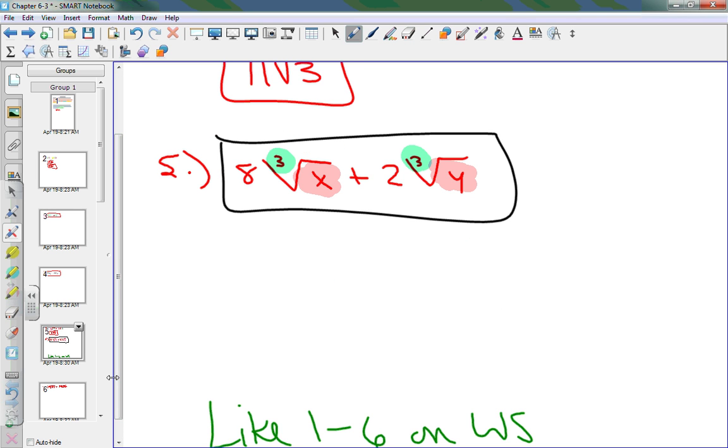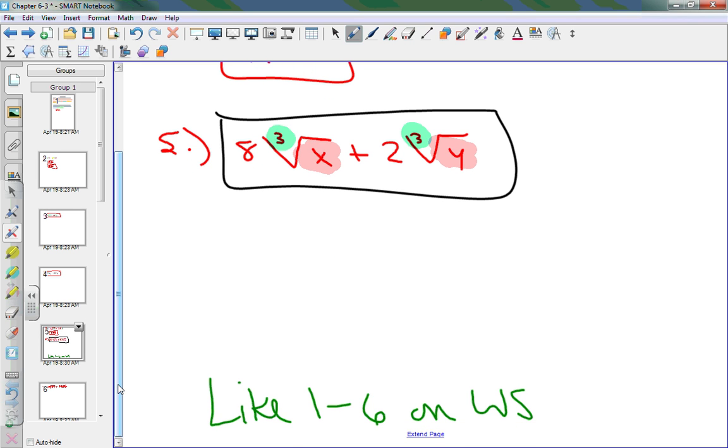Okay, these are like problems 1 through 6 on tonight's worksheet. Literally write on your paper in your notes like 1 through 6 on worksheet. Come on, y'all, don't be lazy.